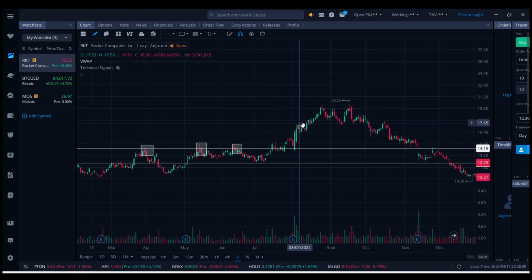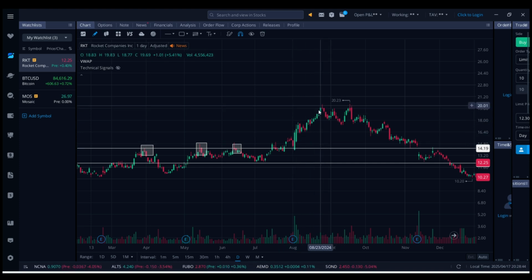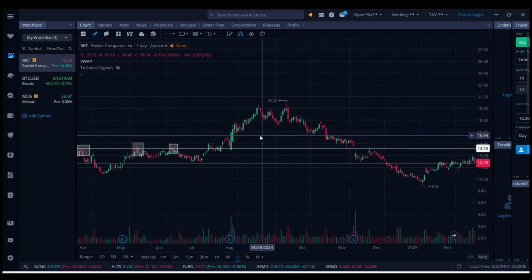And then when we do break through, that's going to be a good trade entry. So we can clearly see we're going to the upside here. Bulls are in control.